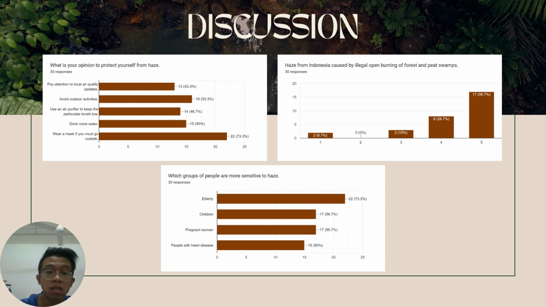Moving on, we asked them whether they agree or not that the haze originated from Indonesia because of illegal open burning of forests and peat swamps. Most of them, 17 respondents, agree that it was caused by open burning. This haze happens during the period of July to October every year.